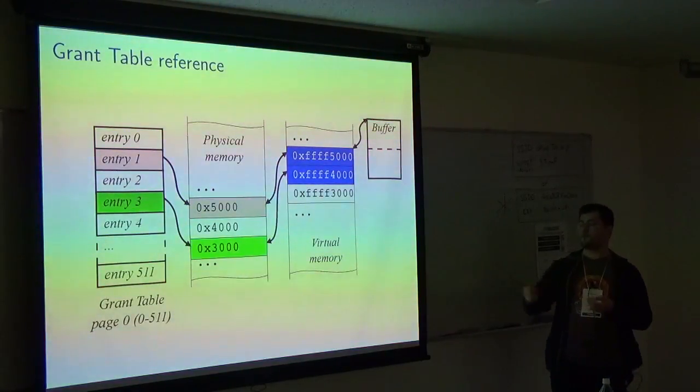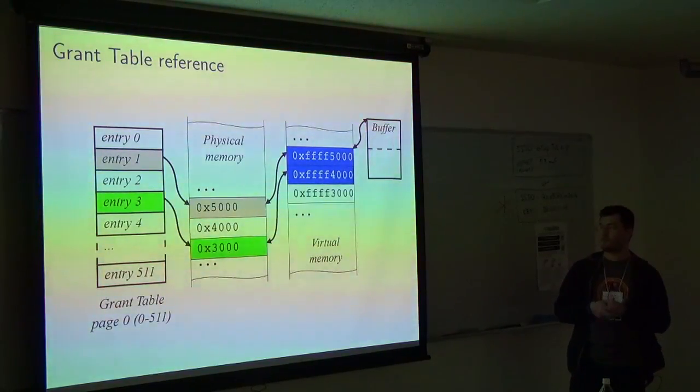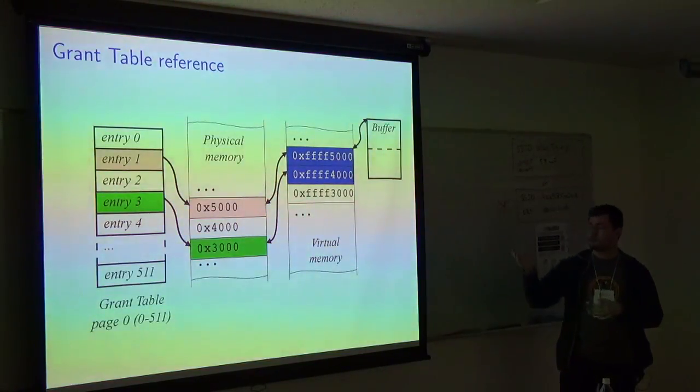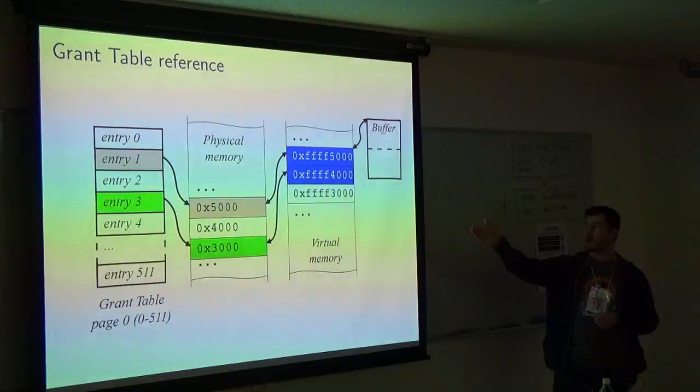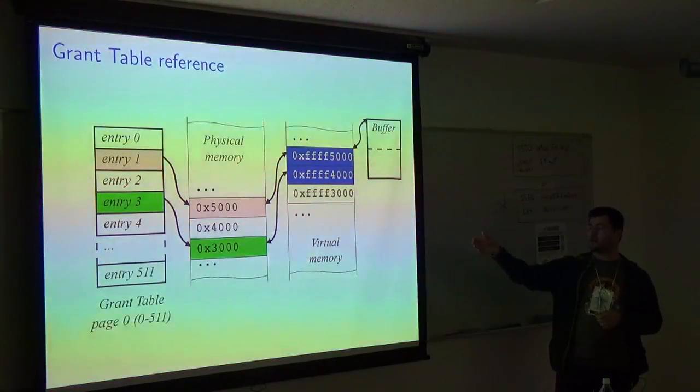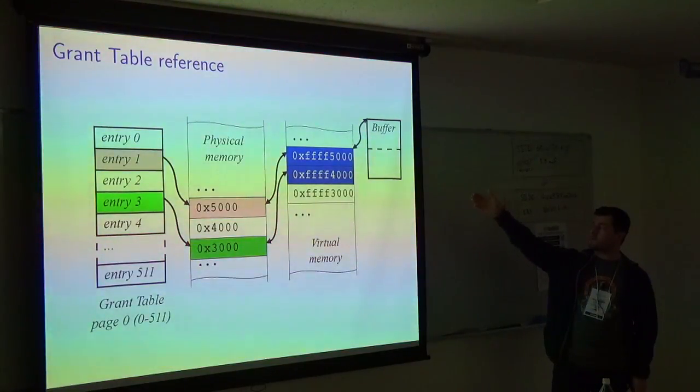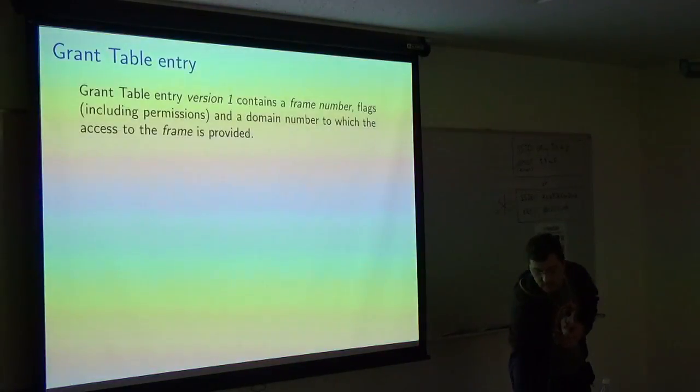So for a page with a physical address of 3000, the frame number is 3. For a page with a physical address of 5000, it's 5. So entry 1 will point to frame number 5 with some permission flags. Entry 3 that we allocated will point to the physical address with a frame number of 3 that corresponds to some contiguous buffer in the kernel memory.